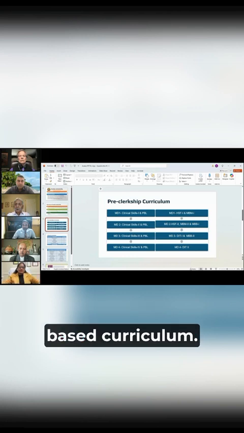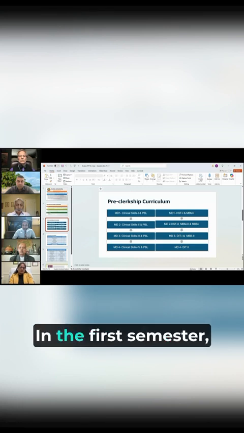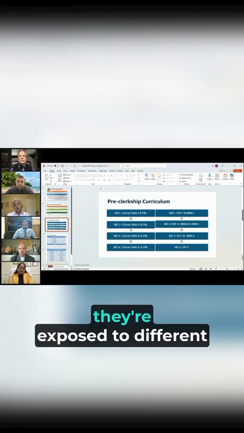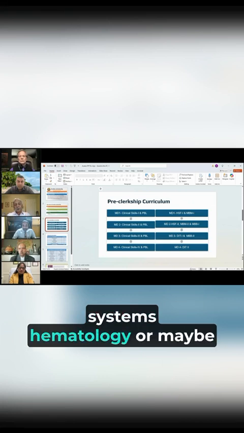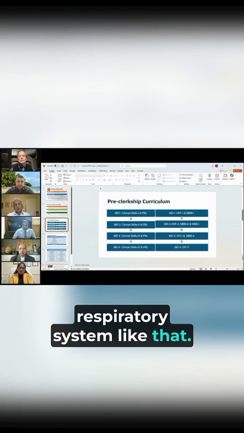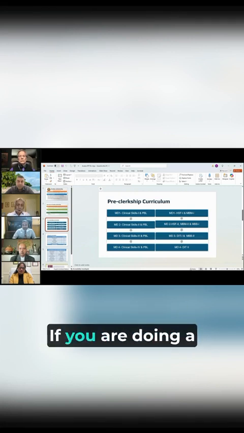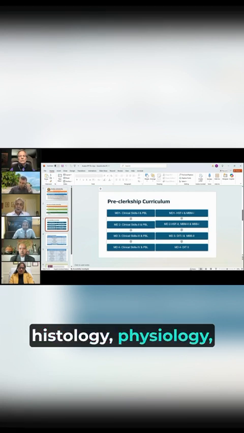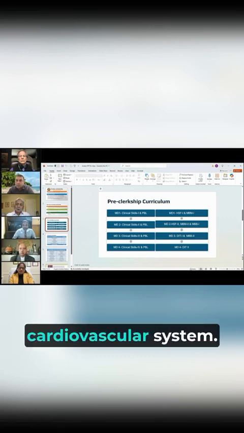are doing an organ-based curriculum. In an organ-based curriculum, they introduce the students to the foundational principles of medicine in the first semester. Once the students complete those foundational principles, they're exposed to different systems such as the cardiovascular system, hematology, or the respiratory system. If you are doing the cardiovascular system, you will be covering anatomy, histology, physiology, pharmacology, pathology, and microbiology, everything related to the cardiovascular system.